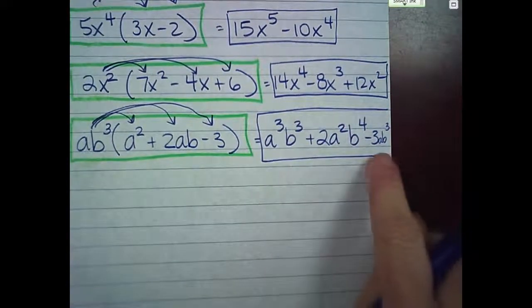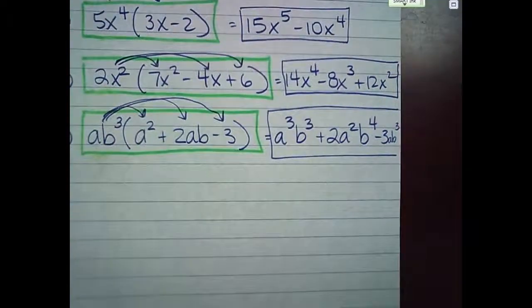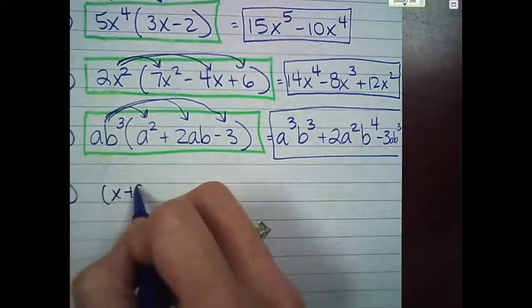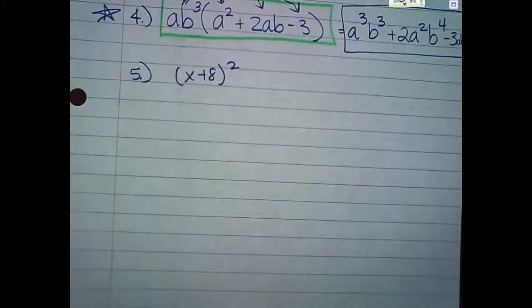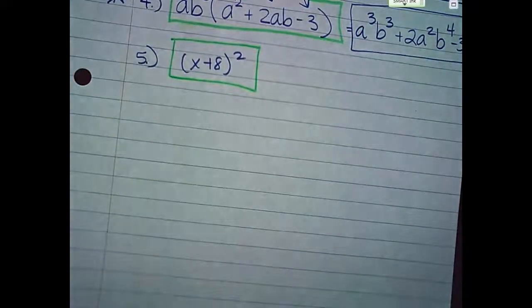That says negative 3 AB cubed. Sorry. Number 5. All right, every math teacher in America, we pray that you get this one right. What do you think?